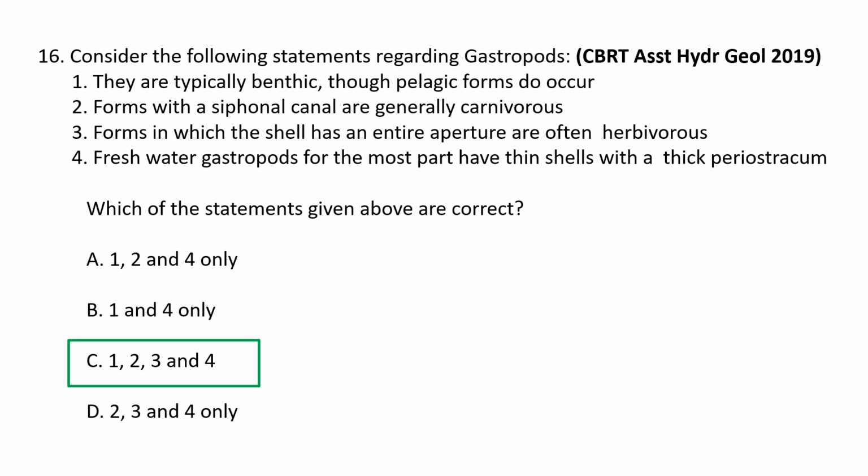Gastropods are typically benthic, though pelagic forms do occur, and forms with a siphonal canal are generally carnivorous. Forms in which the shell has an entire aperture are often herbivores, and freshwater gastropods, for the most part, have thin shells with a thick periostracum. All these statements are correct. So that's why C is the correct option.